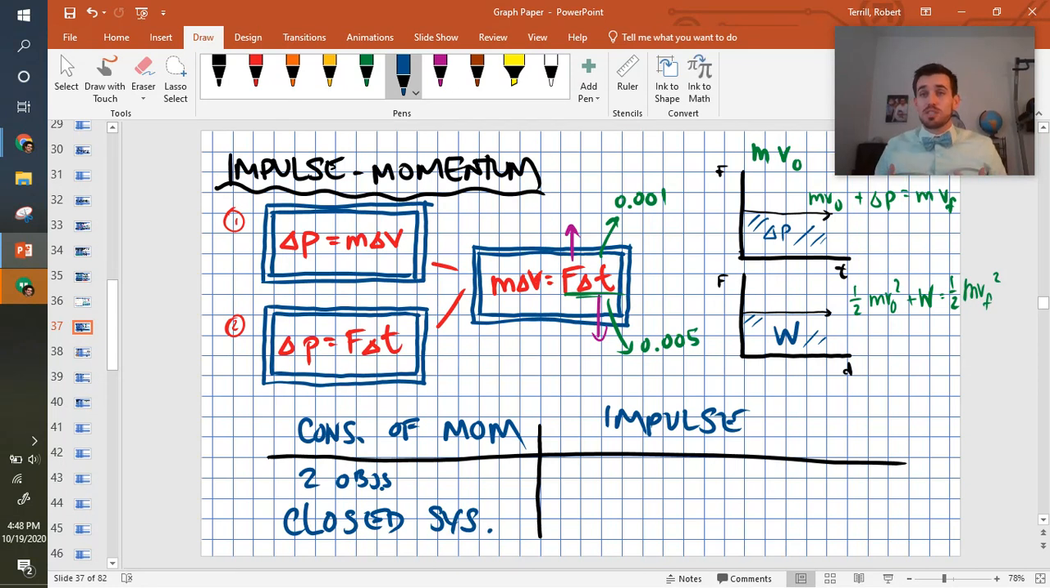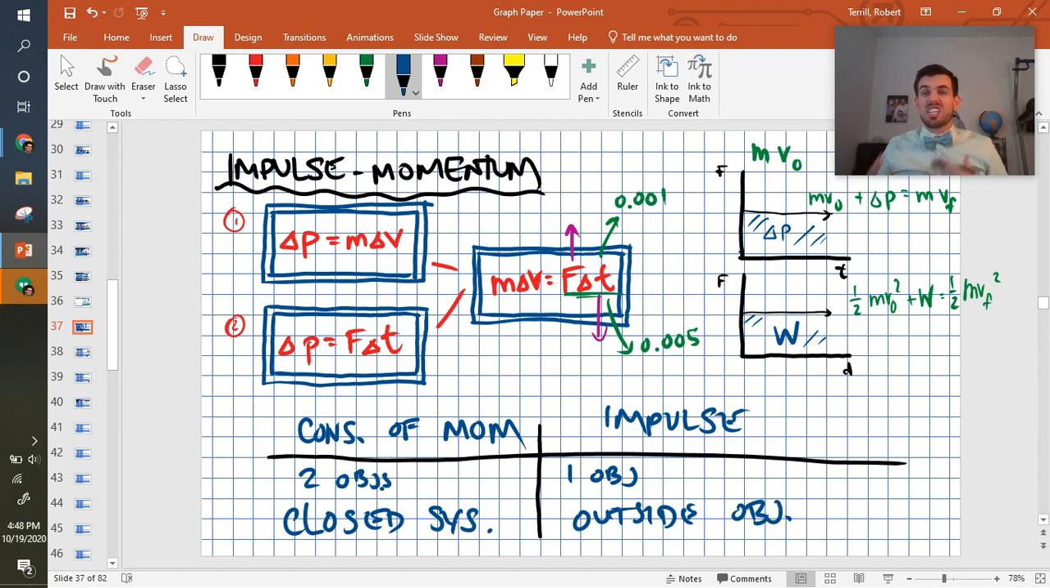If we're doing an impulse problem, usually we're going to be talking about one object. We're talking about Mr. Terrell in a car accident coming to rest, and then we're going to be talking about F delta T type thing. This tends to be when there's outside forces acting on your object.